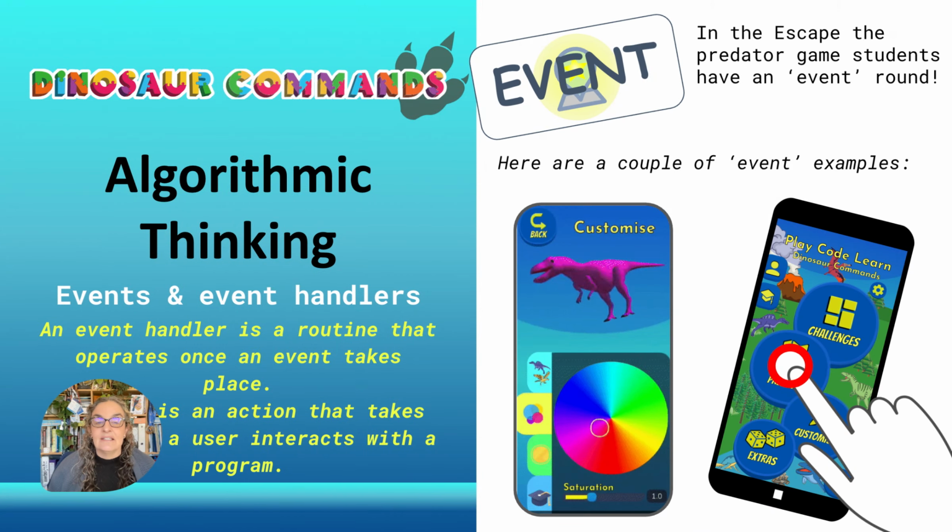Events and event handlers are used all the time, particularly in the game itself. So in the Escape the Predator game, we have event cards, and there's an event round to introduce what events could be. But when you're using the app, there are different actions that can take place. For example, when you tap on a button, it causes something to happen. When you scroll around on the color wheel, it causes something to happen. So really, it connects to inputs and outputs as well in technological systems.